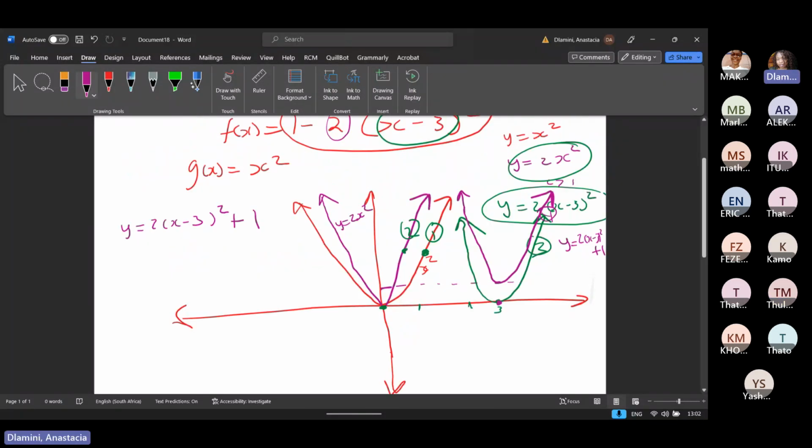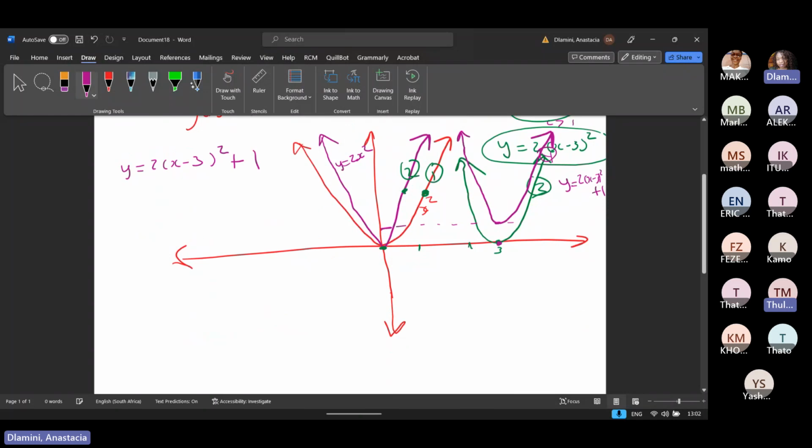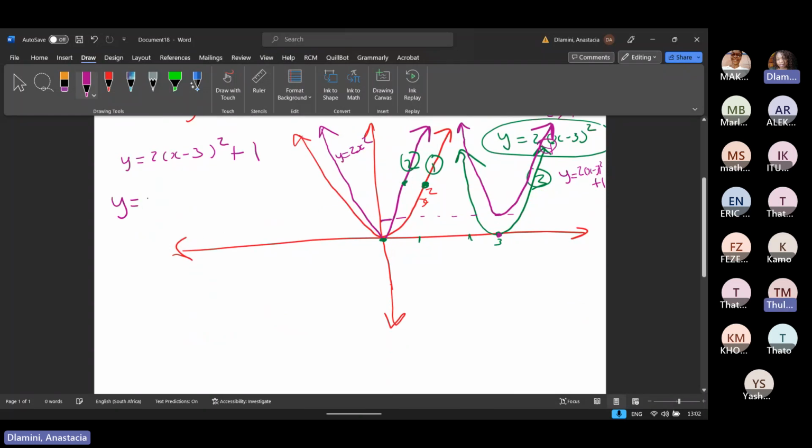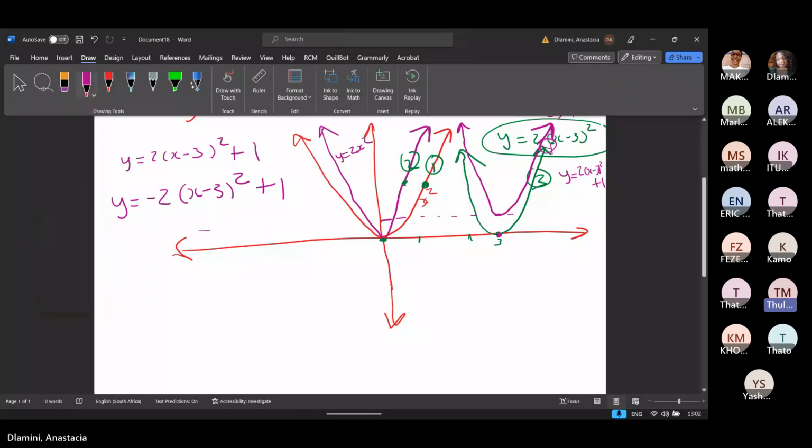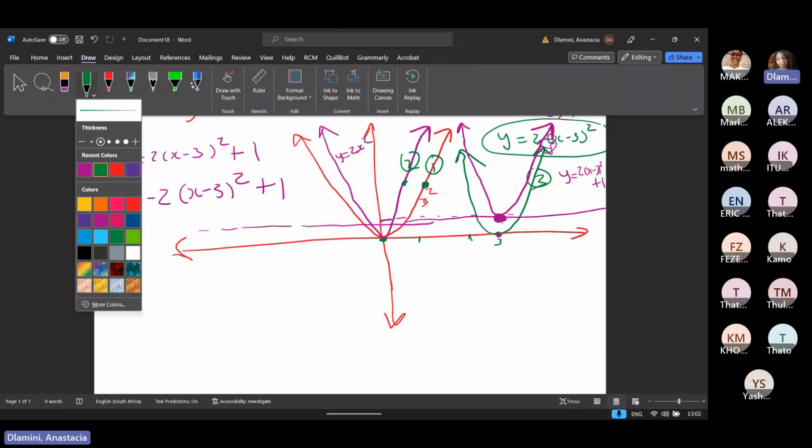Now, there's a negative here. So this is y equals minus 2(x minus 3) squared plus 1. What am I doing to the graph now? Reflecting it about the x-axis. Remember now the new line of the x-axis is this one here, because my graph is here. So we're reflecting it about the x-axis, and the graph will face this way.